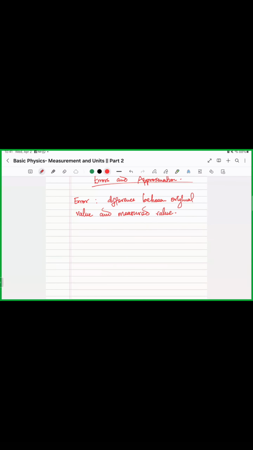So we can put the formula for error to be the absolute difference between the original and the measured value. When we talk of percentage error, we say it is the error over original times 100. So keep this formula in mind.